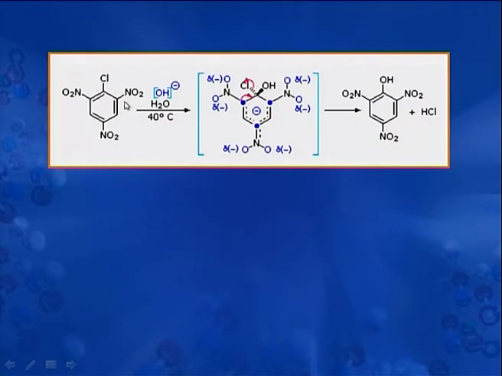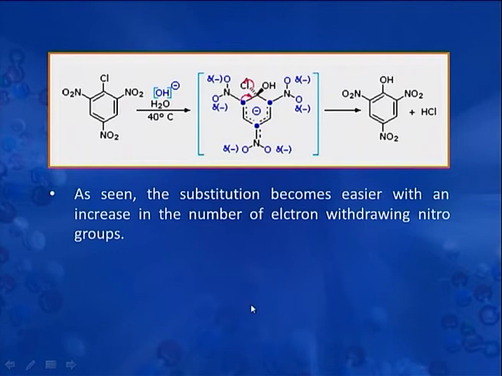Here in this case you can see we have 3 nitro groups and they undergo this substitution reaction. This 2,4,6-trinitrochlorobenzene undergoes nucleophilic substitution much faster as compared to 2,4-dinitrochlorobenzene or paranitrochlorobenzene, because of the electron withdrawal by 3 nitro groups facilitates this substitution reaction. As seen, the substitution becomes easier with an increase in number of electron withdrawing nitro groups.